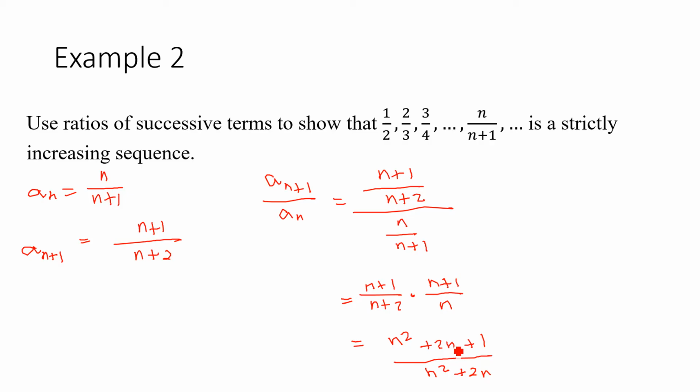Okay, in this case, take note that our n is greater than or equal to 1. So if we substitute 1 in the given expression, that is 1 squared plus 2 times 1 plus 1, which is 1 plus 2 is 3 plus 1 is 4. Then 1 squared plus 2 times 1 is equal to 3. So 4 over 3 is always greater than 1. Okay, so this proves that the given sequence is increasing.